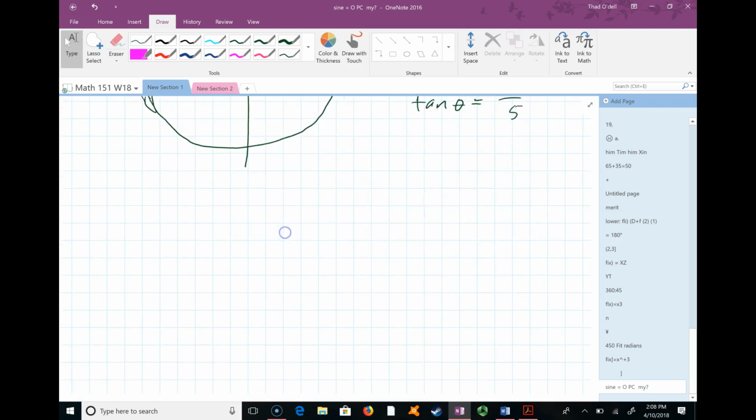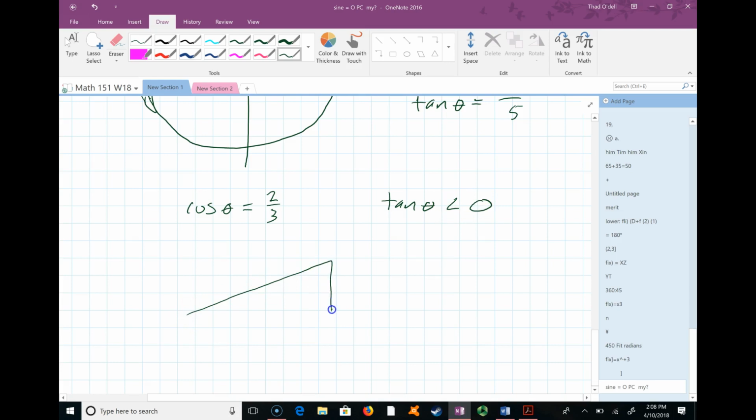So let's say that we know that cosine of theta is 2/3 and tangent of theta is less than 0. Okay? So let's draw a reference triangle. So here's my theta. That'd be 2 there and 3 there. And that would be 9 minus 4, which is 5, so that'd be the square root of 5. Sorry, that's kind of hard to read there. Square root of 5.